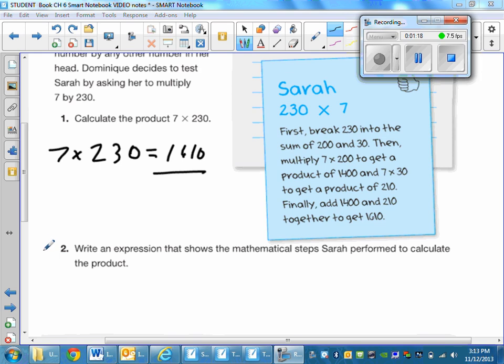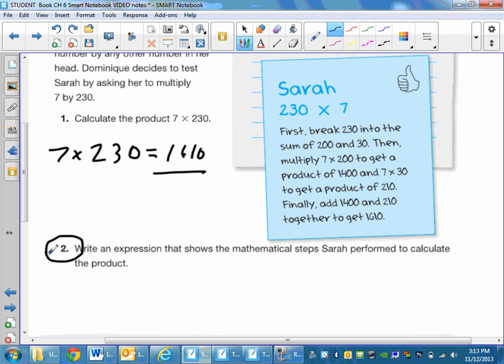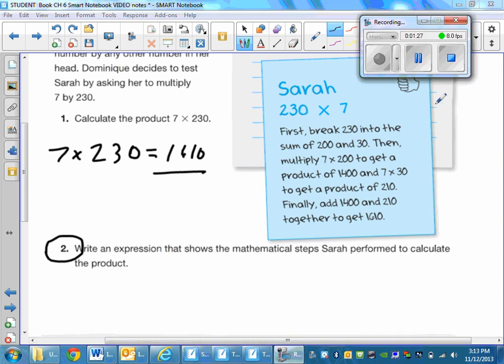Look down to number 2. Try to solve this problem using an expression. So what you want to do in step 2 is actually write your own expression that represents what Sarah did. Try that now and press play when you're ready.